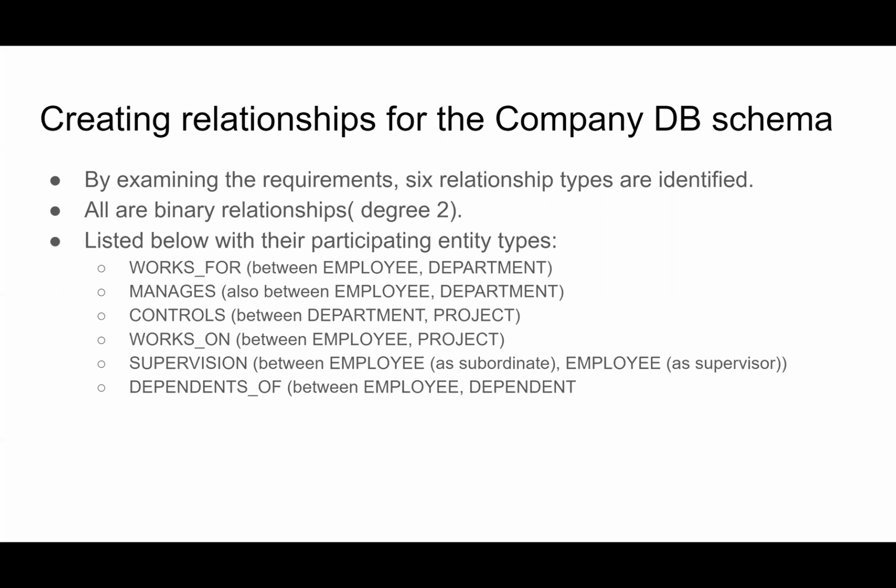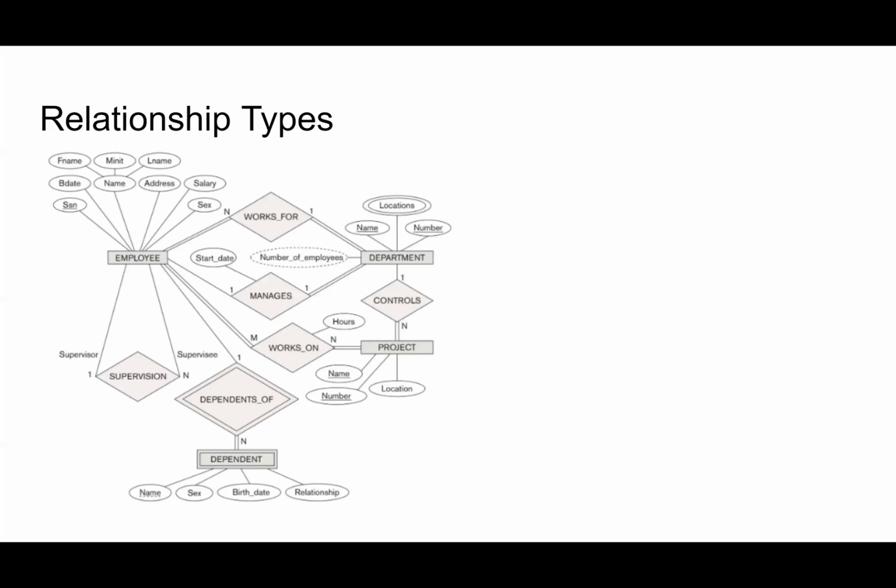By examining the requirements, 6 relationship types are identified, all are binary relationships, and we have them listed below. So we have the works for relationship between employee and department, the manages relationship between employee and department, controls between department and project, works on between employee and project, supervision, that's between employee and employee, it's a recursive relationship, dependents of, that's a relationship between employee and dependent. We can see those shown here.